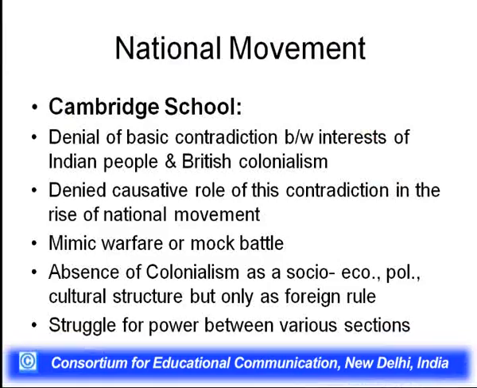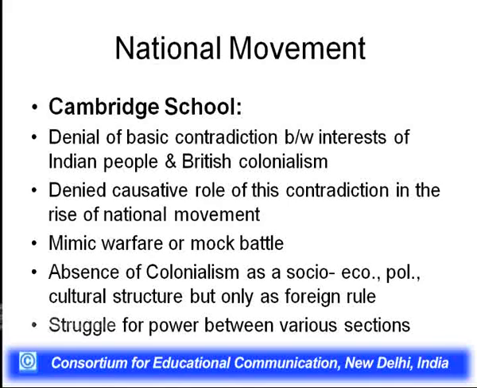When we try to understand the national movement during this particular period, we see that a number of schools have tried to study it. For example, the Cambridge School: the historians associated with this school deny the basic contradiction between the interest of the Indian people and colonialism. They deny the causative role of this contradiction in the rise of the national movement.